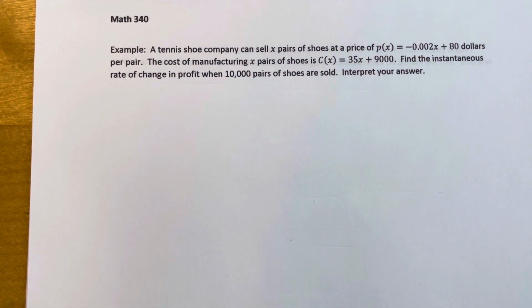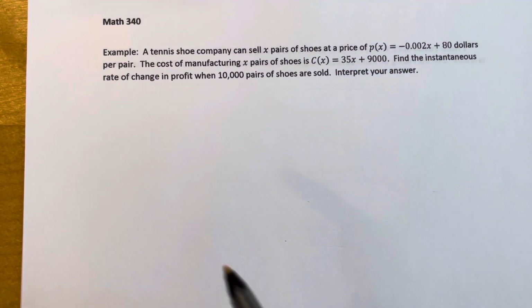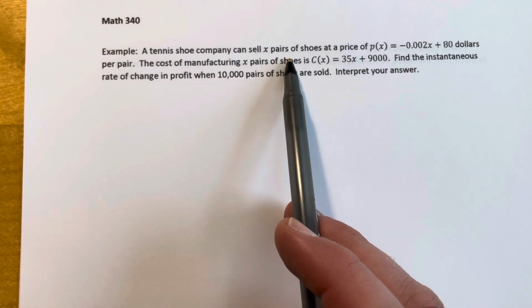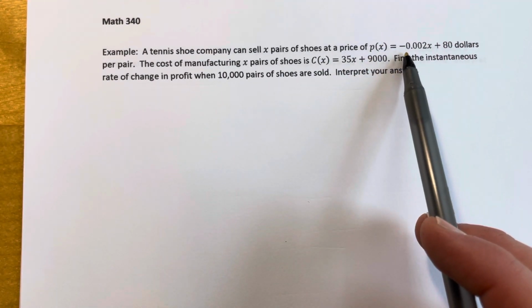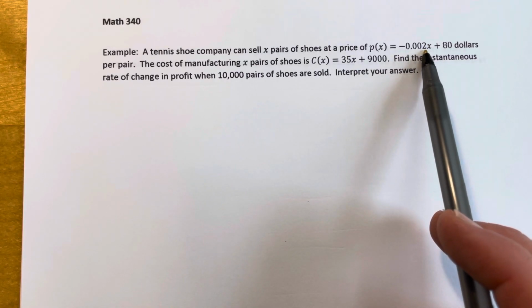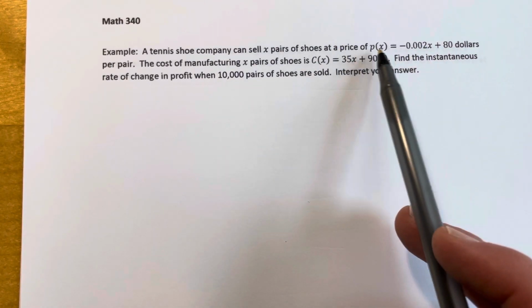but in these application problems. So here's an example. A tennis shoe company can sell x pairs of shoes at a price of p of x equals negative 0.002x plus $80 per pair.